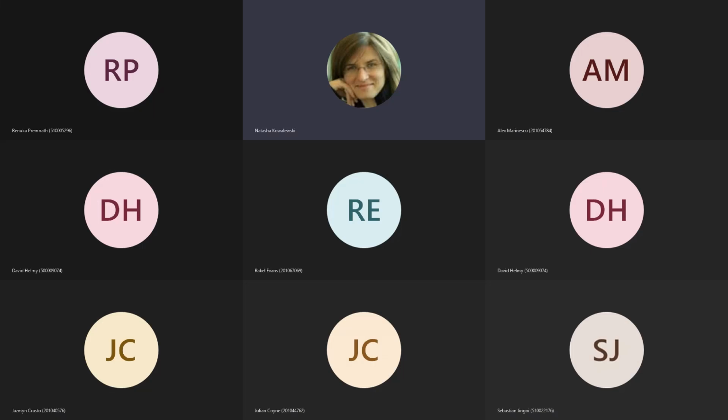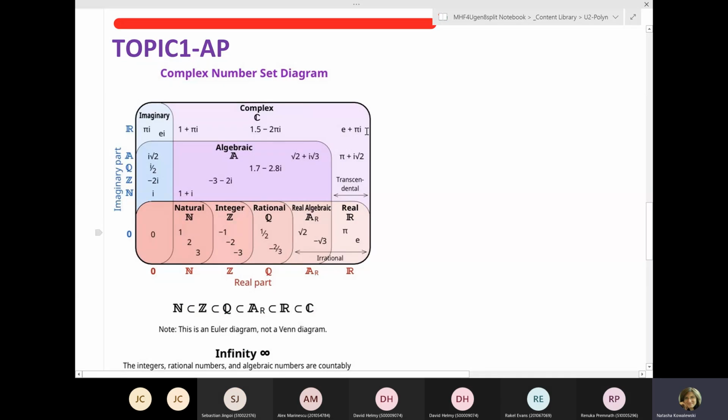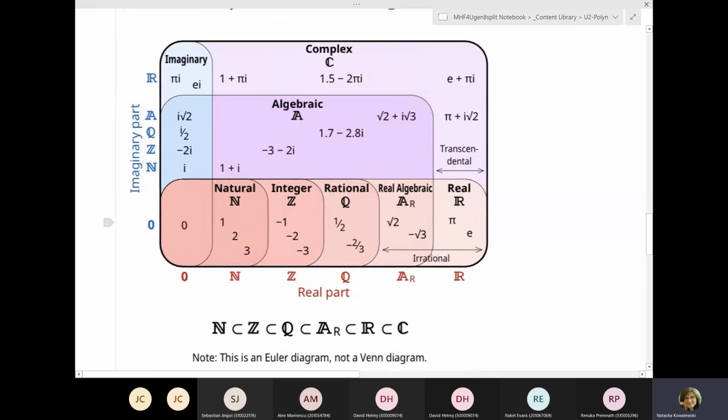Discuss the complex number system. So I found this little chart that kind of summarizes the sets of numbers that we have.